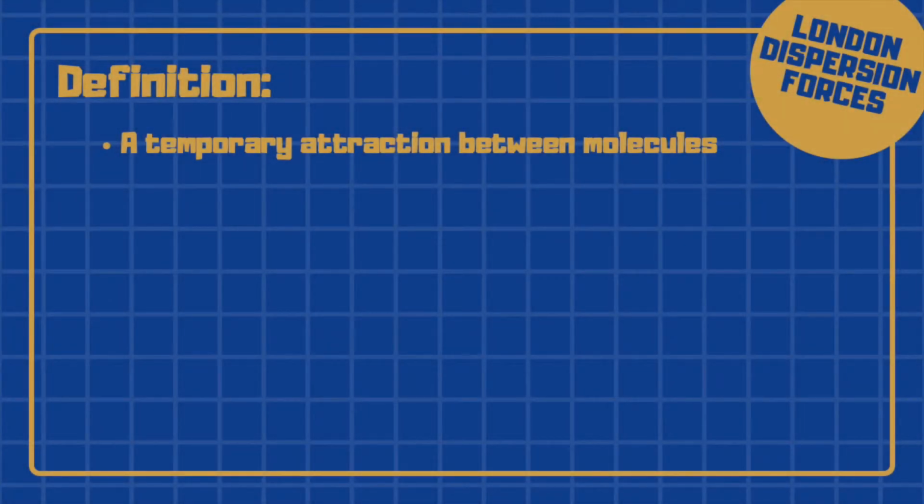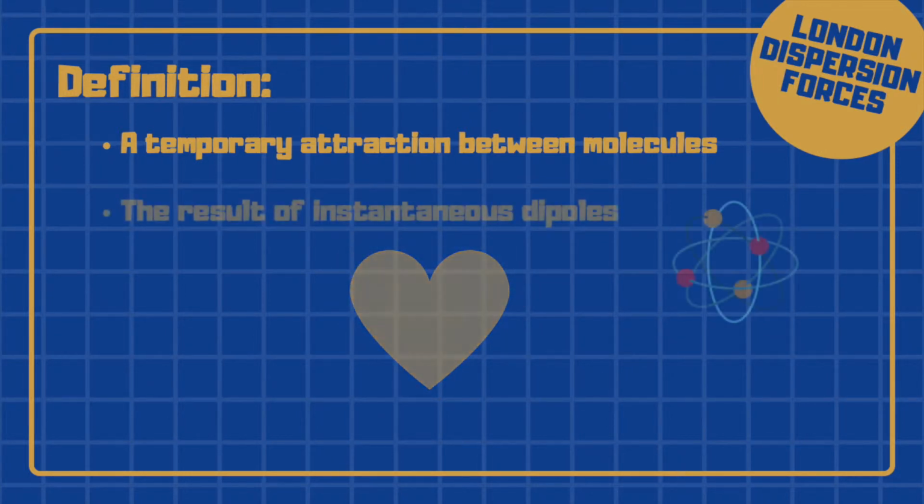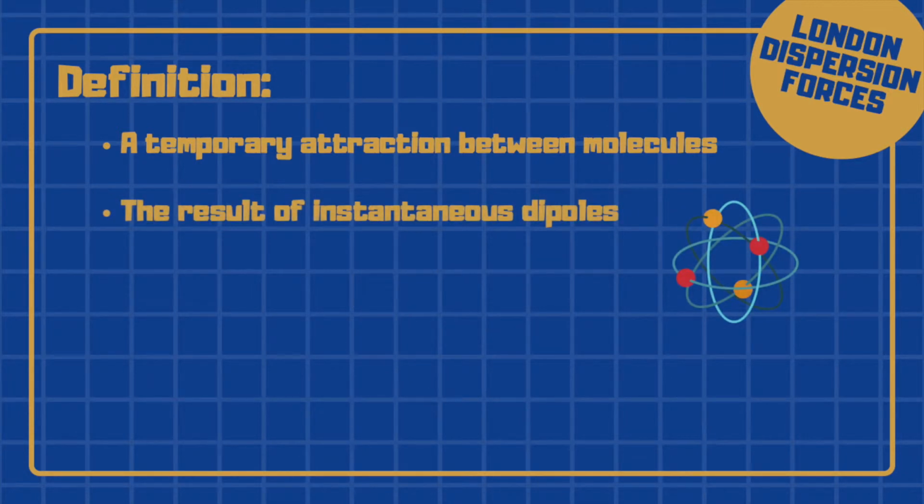We will start by defining what an LDF is. LDFs are temporary attractions between two molecules or atoms. This attraction is the result of instantaneous dipoles. Instantaneous dipoles are caused by the changing positions of electrons in molecules.